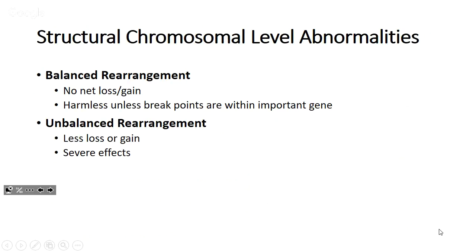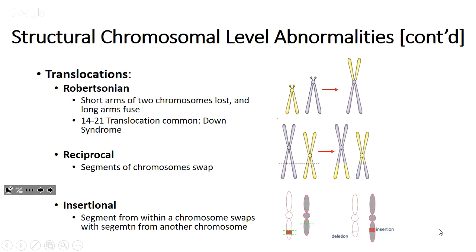Okay, so now when we get these chromosome or intrachromosomal level abnormalities occurring, they can either be balanced, which means there's actually no net loss or gain of genetic material, which means it's not going to be expressed and you'll be fine, or you can have an unbalanced rearrangement, which is going to be problematic due to loss or gain of genetic material.